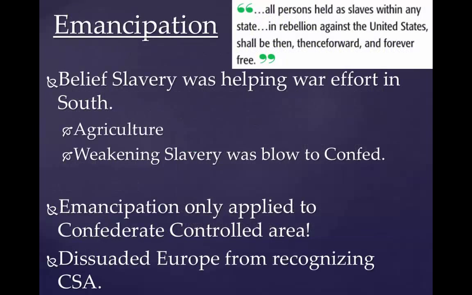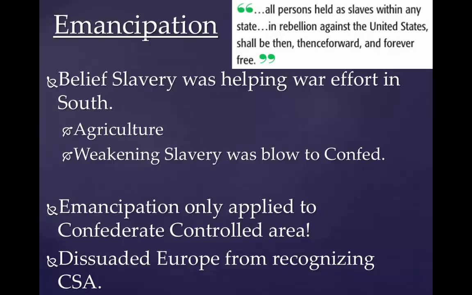So what is the Emancipation Proclamation? We looked at it completely in class. You read it completely in class. You have a little blurb from it up here at the top: all persons held as slaves within any state in rebellion against the United States shall be thenceforth, and forever free. So that's a really important point right there. They're saying in rebellion against the United States.